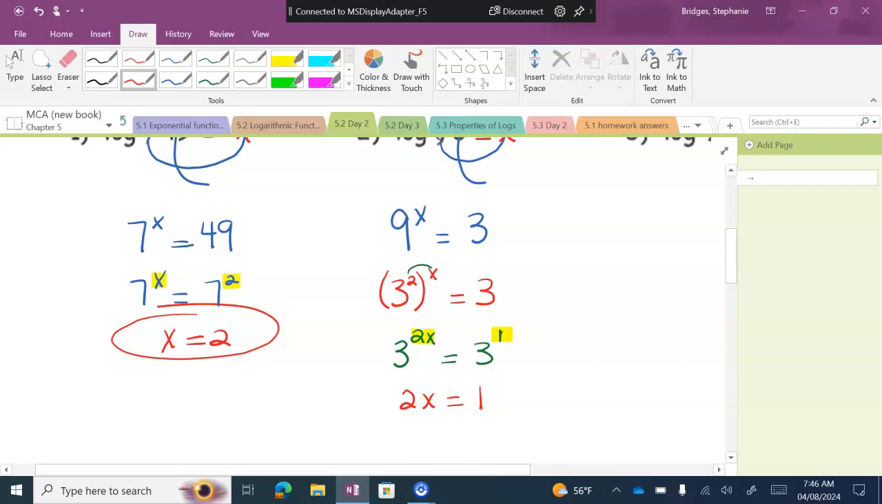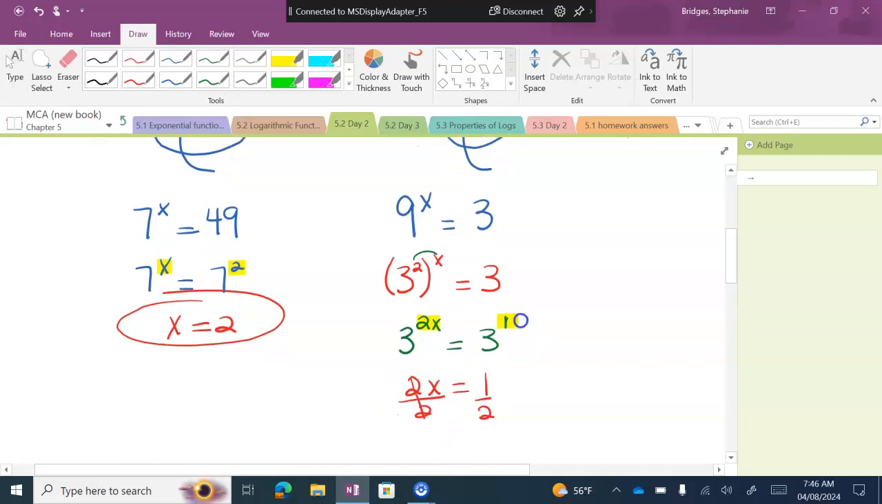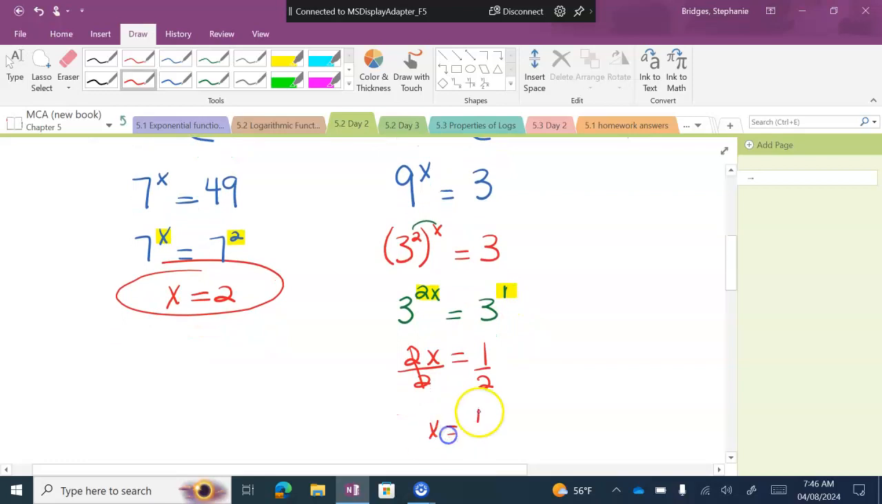So we can drop the bases and set our exponents equal. And then again, I need to solve for x if it's not already solved for x. What would I do? Divide by 2. And so x is going to equal, or this log is going to simplify to be, 1/2. Think about it. 9 to the 1/2 power equals 3. Right? Make a little bit of sense?